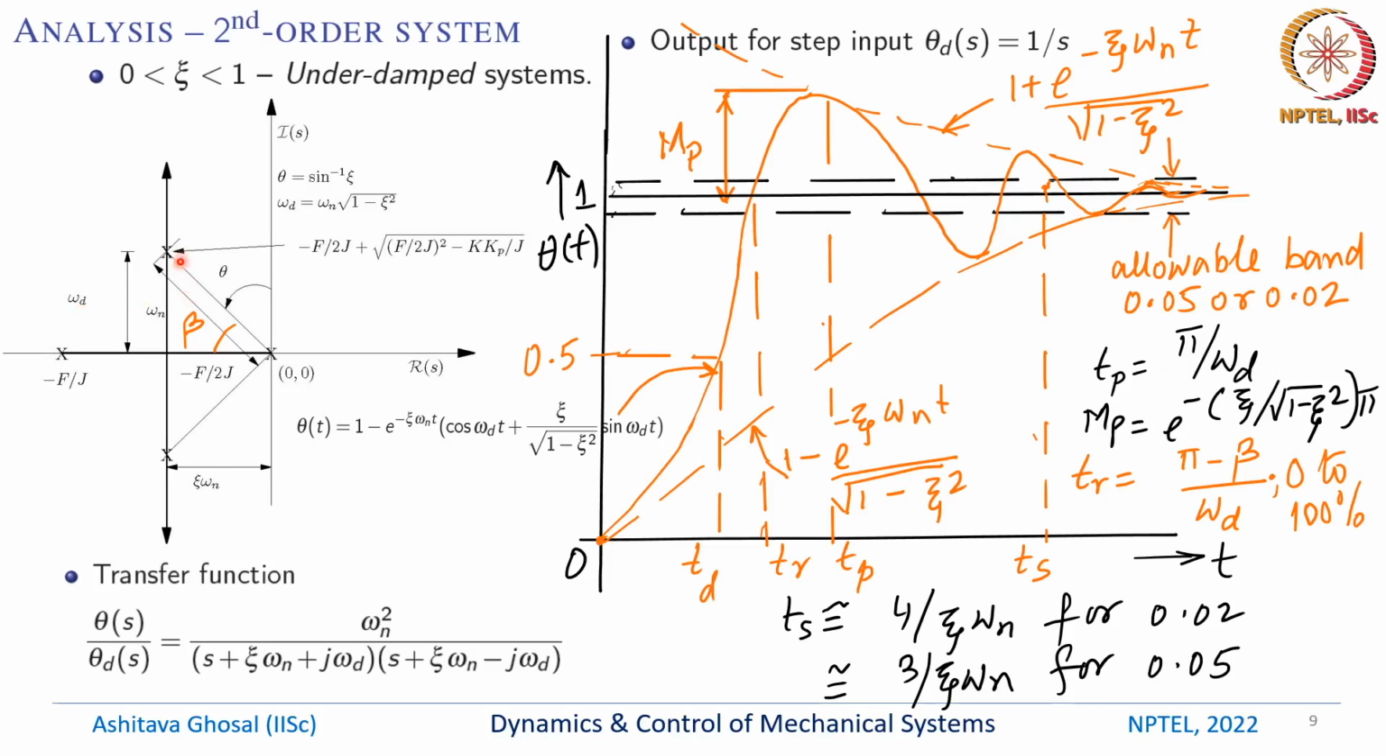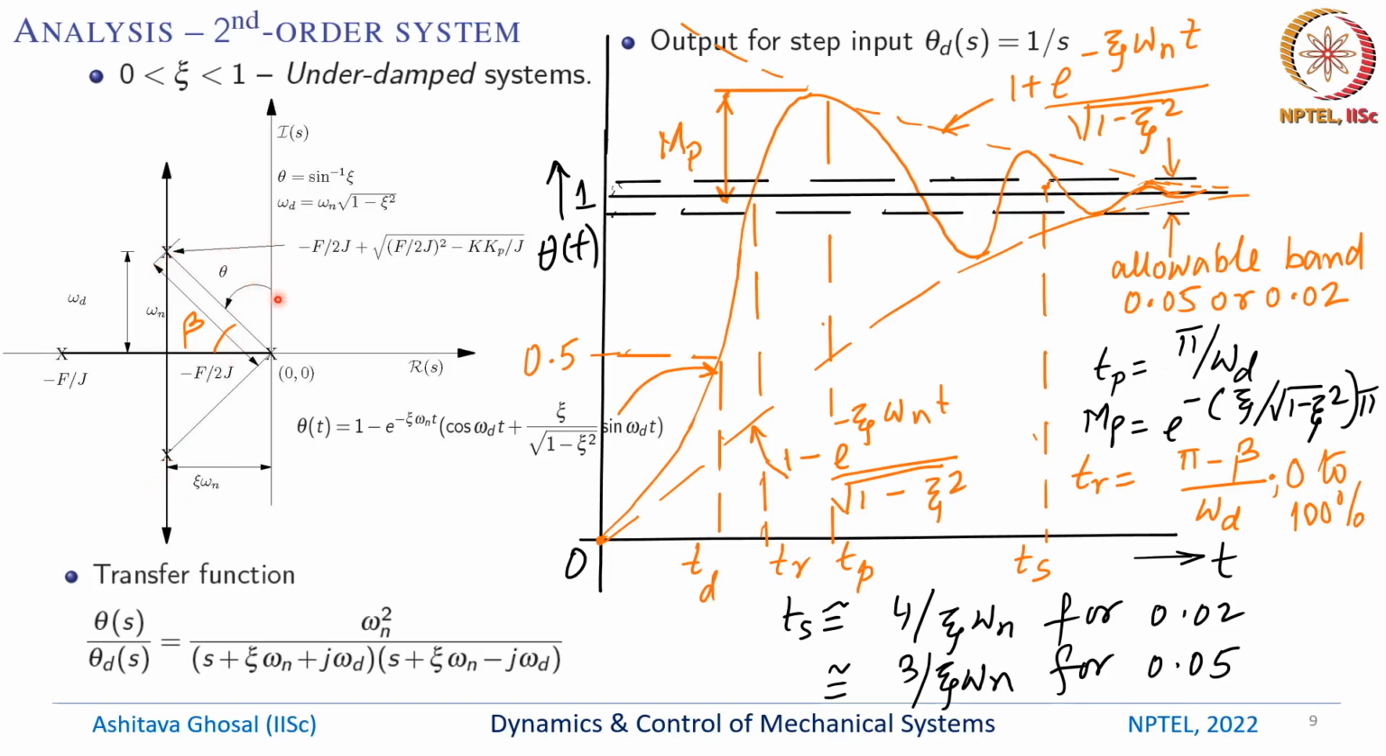So consider some value of Kp for which the poles are at these two crosses. These are two complex conjugate poles, and the real part of this pole is minus f by 2j, and the imaginary part is from here. This is the square root of k Kp by j minus f by 2j whole squared, where k Kp by j is greater than f by 2j whole squared. So this is one complex pole and the other one is the complex conjugate pole.